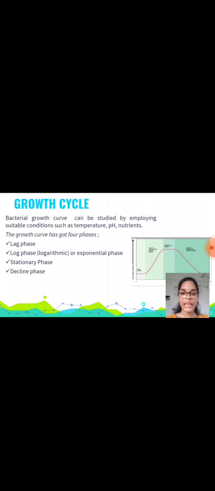In the growth cycle, whenever we study the bacterial growth curve, whenever we inoculate any bacterial population into a fresh media, the bacteria start dividing and the growth of the bacteria takes place. That is plotted as the bacterial growth curve. In the bacterial growth curve, we can observe four phases: lag phase, log phase or exponential phase, stationary phase and decline phase. We'll discuss the phases one by one.